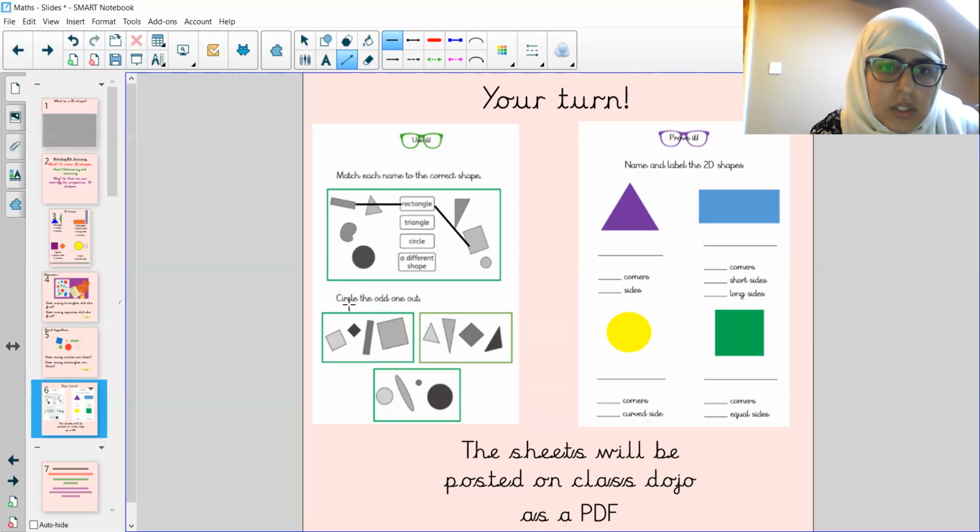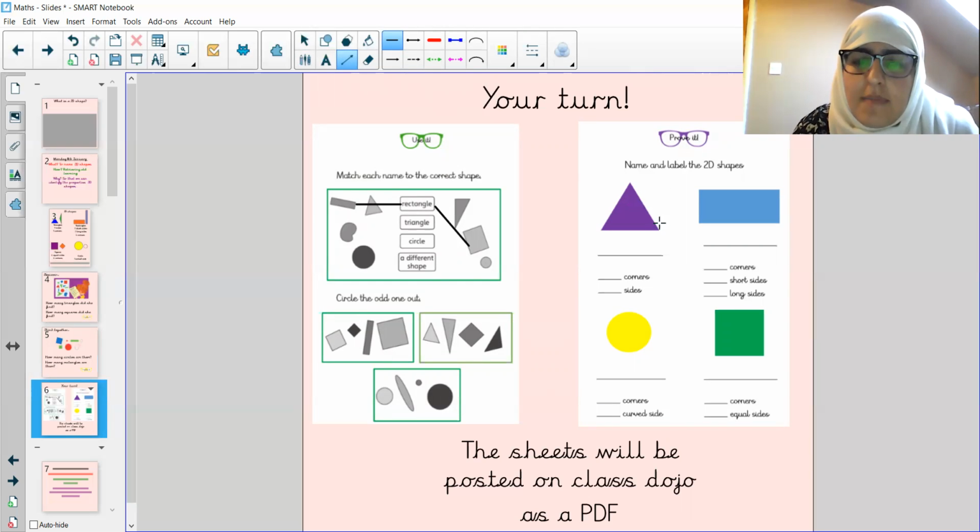The next question, it says on one of the sheets, circle the odd one out. Now I'm looking at all these shapes. I know this one's a square, this one's a square, this one's a square. Ooh, that one is a rectangle, I think. So I'm going to circle that one. That one's the odd one out.